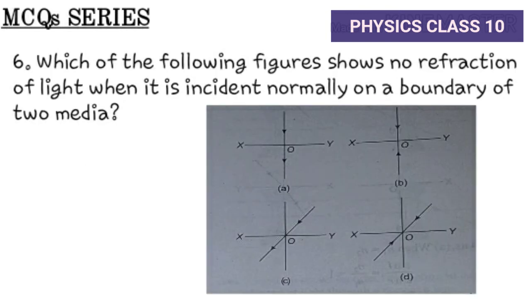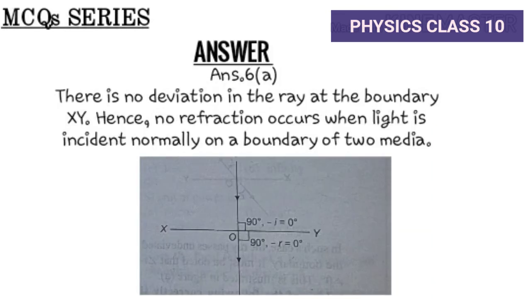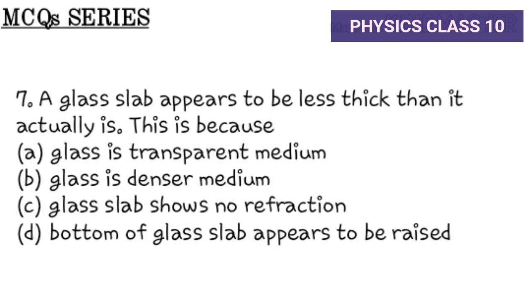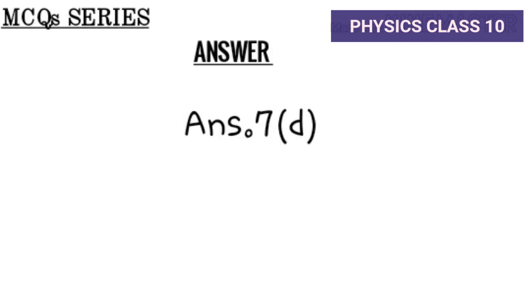Now question 6, which of the following figures shows no reflection of light when it is incident normally on the boundary of two media? Here are the diagrams, and you have to observe them carefully. Option A is correct. Now question 7, a glass slab appears to be less thick than it actually is. This is because glass is a transparent medium, glass is a denser medium, glass slab shows no refraction, or the bottom of the glass slab appears to be raised. Option D is correct.